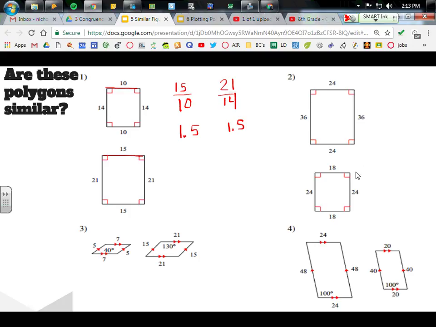Let's try out this pair of rectangles. All right. Okay, we're going to put the sides from this rectangle over the sides of this rectangle. So let's do 24 over 18. And let's do 36 over 24.